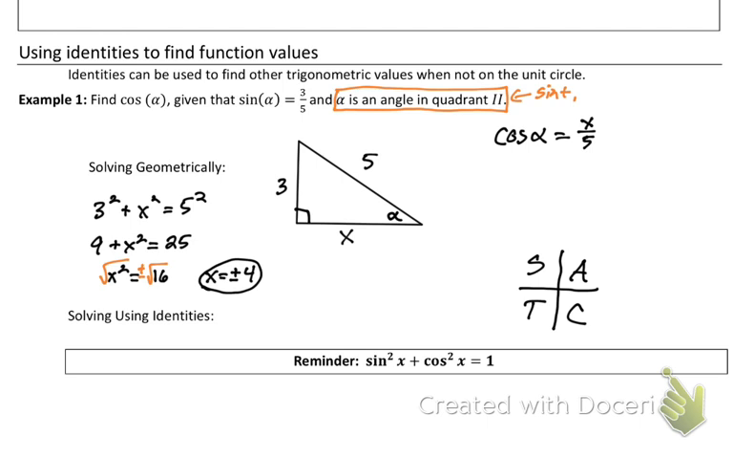Our cosecant will also be positive, so that means cosine needs to be negative. So our cosine alpha is going to be a negative 4/5 because we are in quadrant 2. That tells you to use the negative.